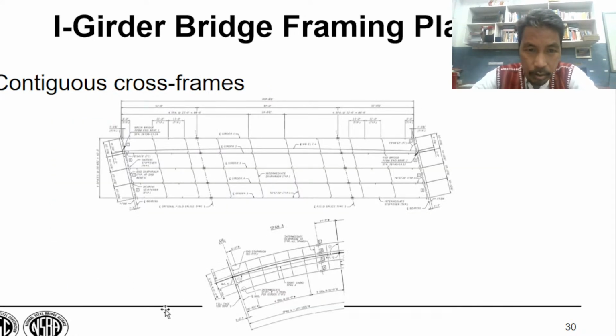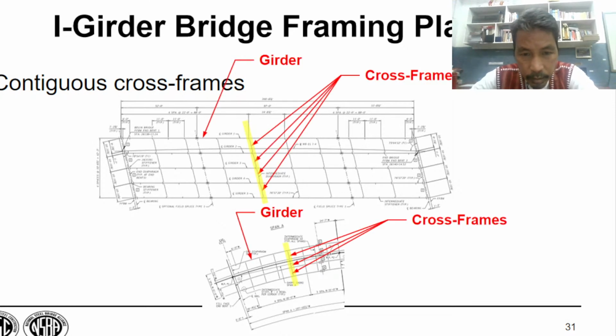So contiguous cross frame. Contiguous cross frame, that means continuous. In our local dialect, contiguous means magkakatabi. Magkakatabi sila. Contiguous. Magkakatabi. So, contiguous cross frames. So, magkakatabi. Okay? Cross frames.